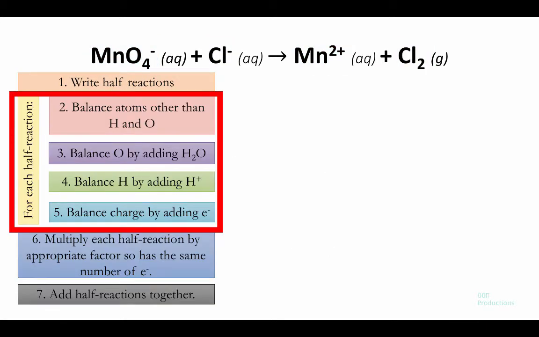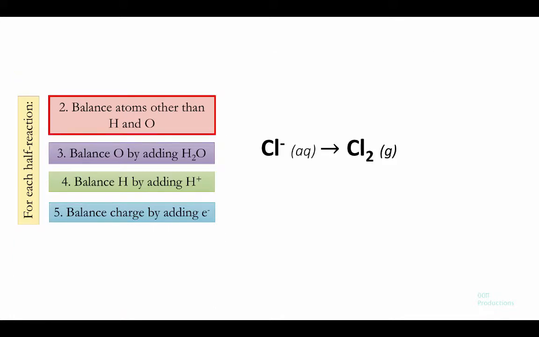Now we're going on to the second section, which, if you remember, is balancing each of those half reactions. So we're going to work on each of them separately. Let's start with the chlorine half reaction. So the first step in this section of balancing a half reaction is to balance atoms other than hydrogen and oxygen. So if you look at this, the only atoms we have are chlorine atoms, and on the left side we have one chlorine atom, and on the right side we have two chlorine atoms. So we're going to balance those by adding a factor of 2 on the left side.